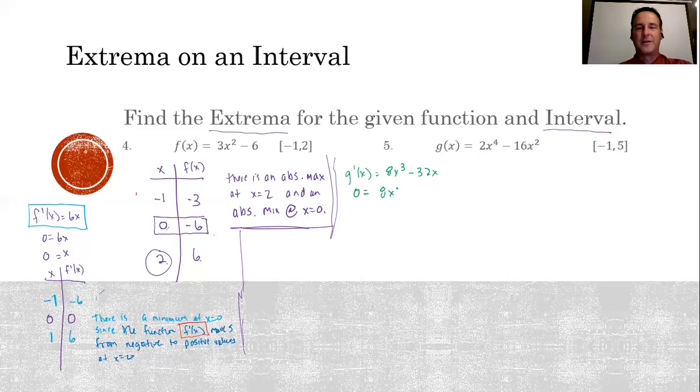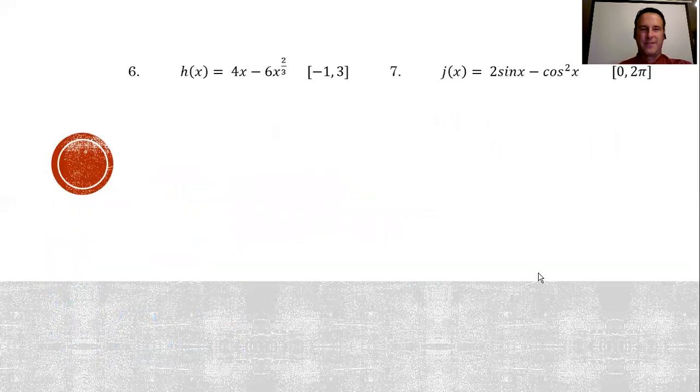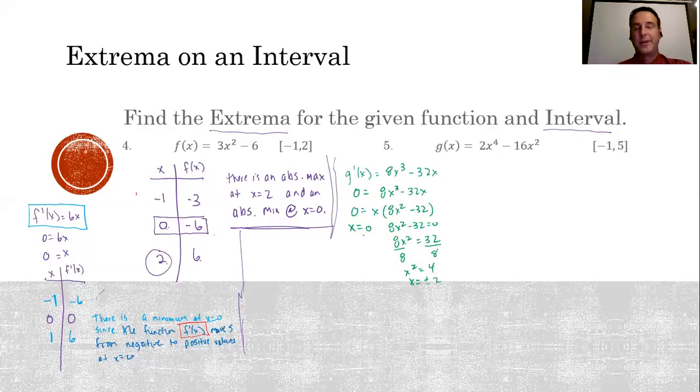So 8x cubed minus 32x. Let's pull out an x. And that gives me 8x squared minus 32. And we will set some things equal to 0. So here that gives you x equals 0. Let me add that 32 over. And that gives me 8x squared divided by 8. x squared equals 4, which means x equals plus or minus 2. Darn it.